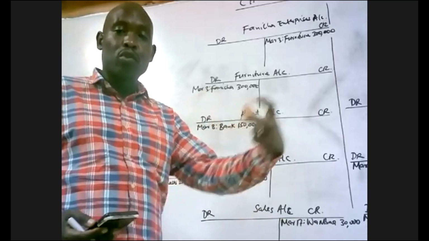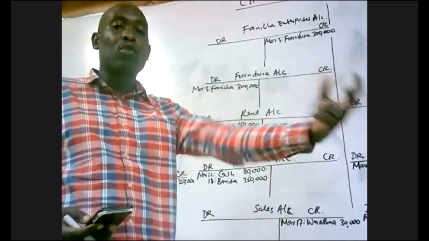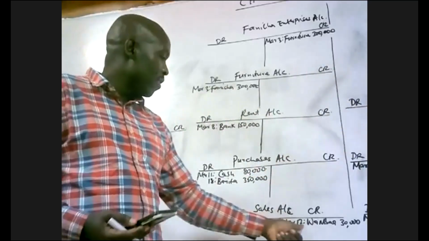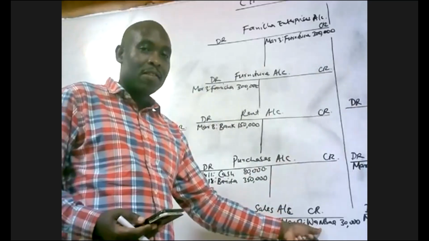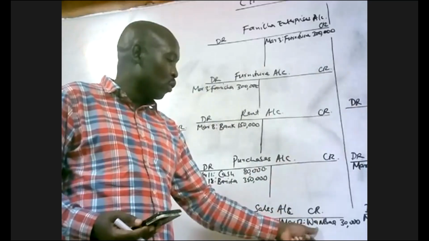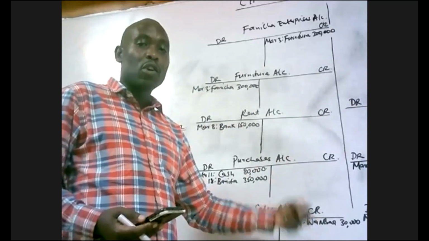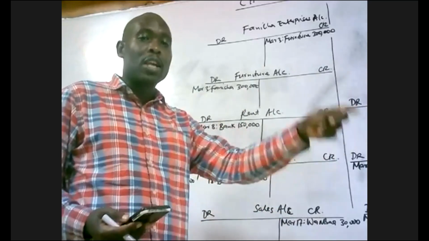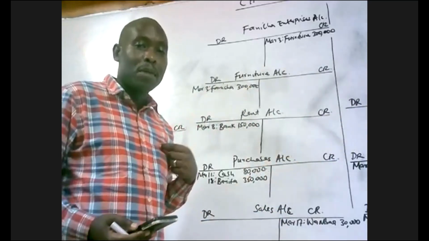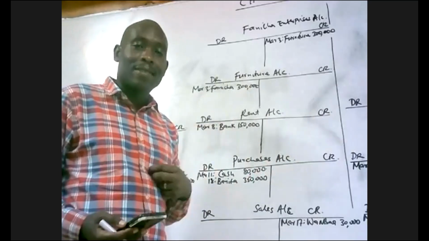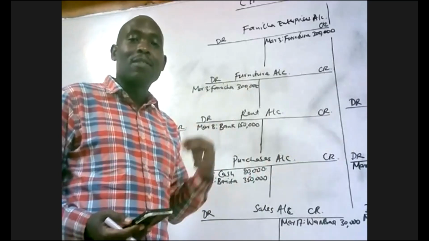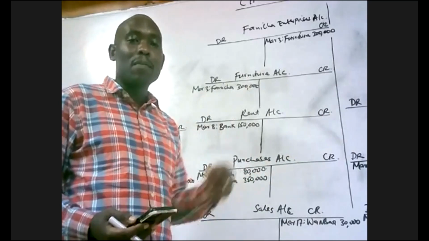Because when you sell goods on credit to somebody, it is that person to pay the business. So this is a debtor. We sold goods to this person. So it is not the business that owes the person, it is the person that owes the business. And a debtor is an asset because he or she has money that belongs to the business.